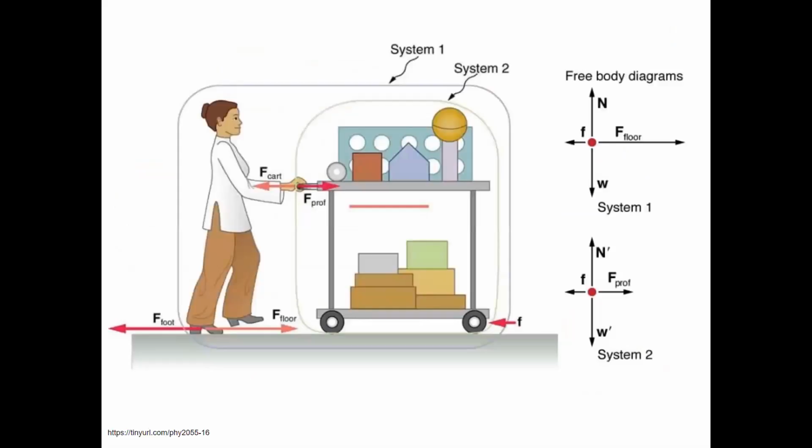Another scenario here, if a professor is pushing a cart in a classroom, you can find a couple of pairs of action and reaction forces. When she pushes on the car, giving the car a force called F sub pro, at the same time the car is pushing her back with F sub car. So these two are action and reaction pairs because they are acting on different objects, having the same magnitude. When she's walking, she actually pushes the floor backward. At the same time, the floor is pushing her forward. So these two are a pair of action and reaction forces, or the third law pair.